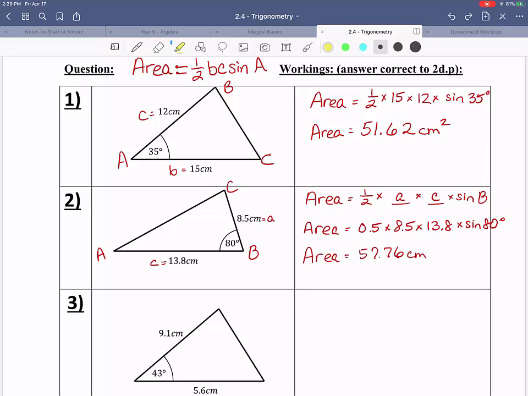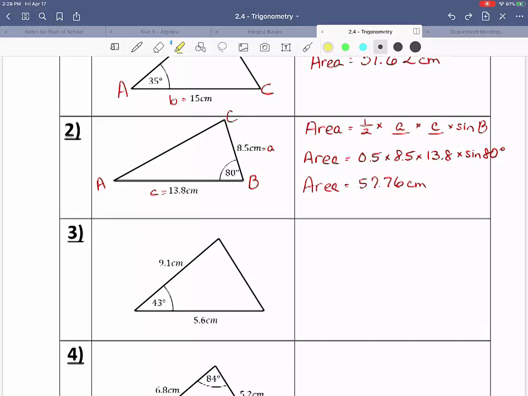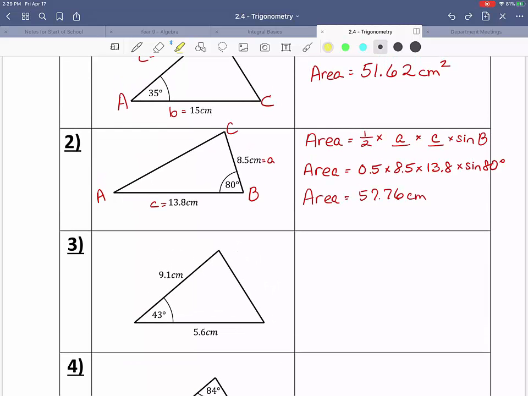Alrighty. So I want you right now to pause the video. I want you to label the next two triangles any way you want to, and see if you can get the correct area for each one of them. All right, pause it, and I'll be back with you in just a minute.